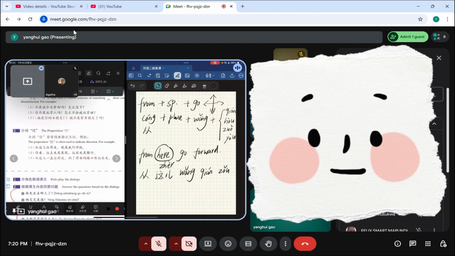So here you can change the here to another place. Like from school go forward. 从学校往前走. Okay, now from school and go backward. So this one, from school go backward. How can we say it in Chinese?